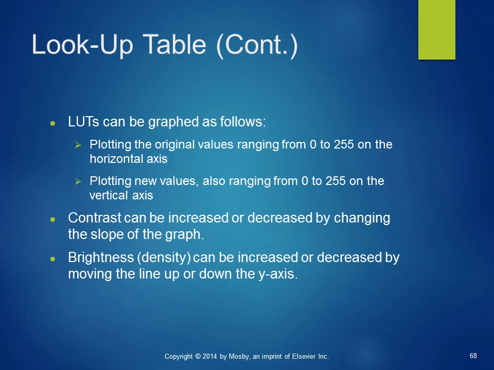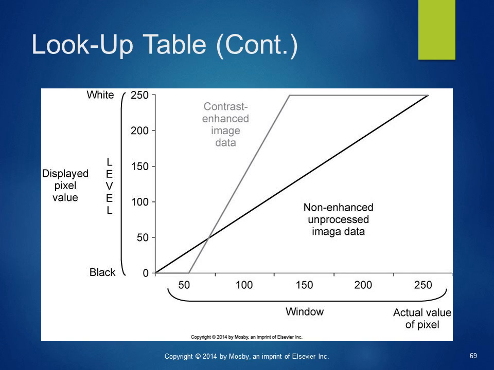LUTs can be graphed as follows. Plotting the original values, which range from 0 to 255, on the horizontal axis, and plotting new values, which also range from 0 to 255, on the vertical axis. Contrast can be increased or decreased by changing the slope on the graph. Brightness or density can be increased or decreased by moving the line up or down on the y-axis. This is just showing you an example of that LUT.